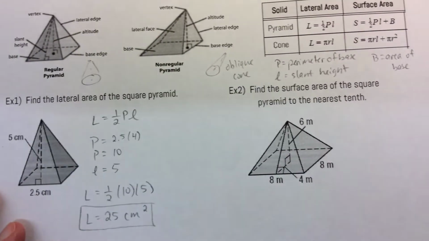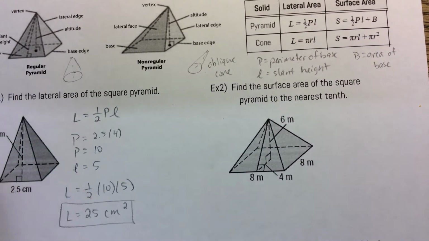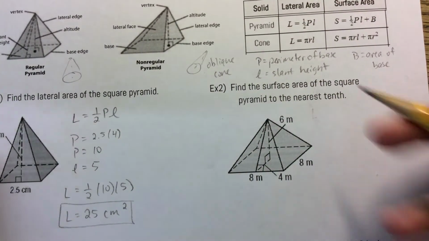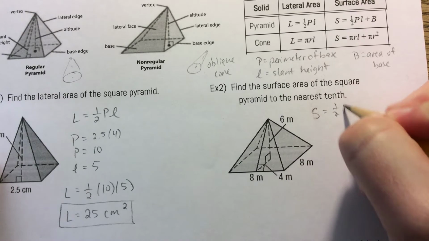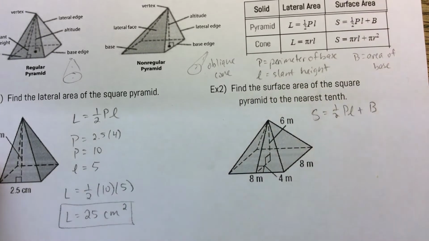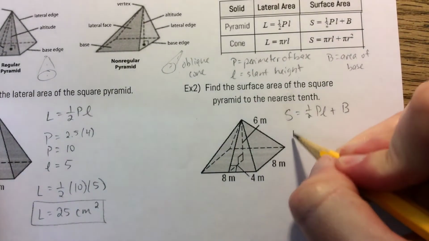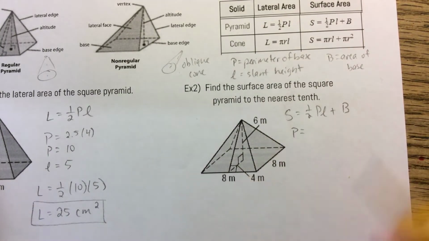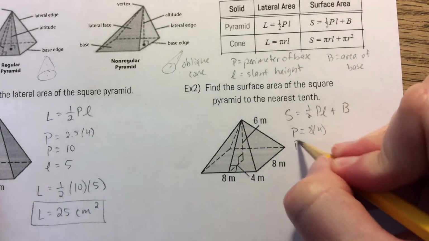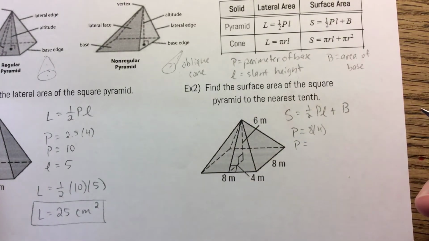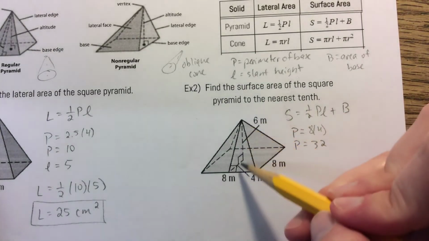Okay, example 2 wants the surface area of this square pyramid to the nearest tenth. So on here, let's see what we have. So our original formula for surface area, 1/2 PL plus the area of the base. So perimeter of the base is 8 times 4, because each of the side lengths are 8. So that's 32. The slant height, L.